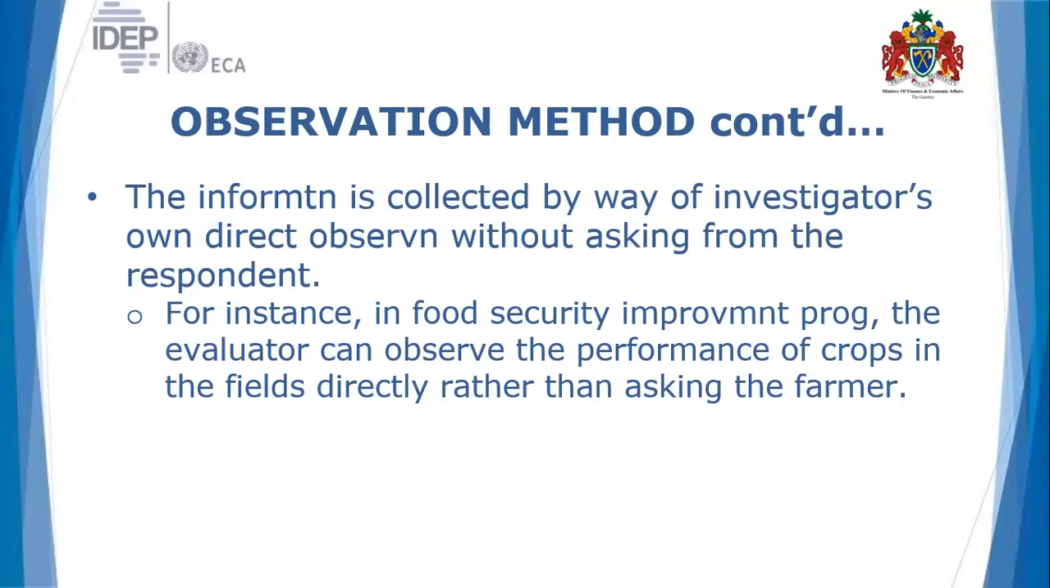An example could be in a food security improvement program. The evaluator, instead of asking the farmer to explain their food situation or crop production situation, can observe the performance of crops in the field directly and get information about food security.